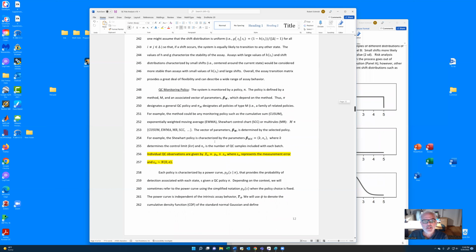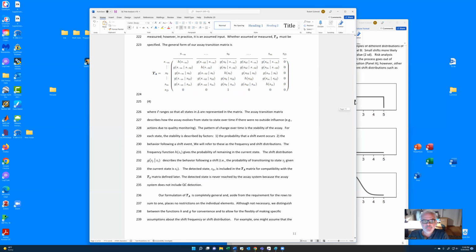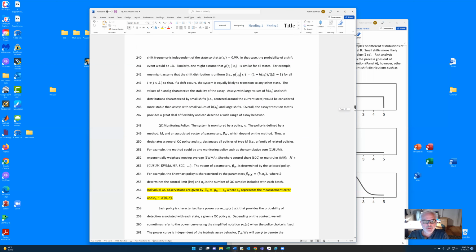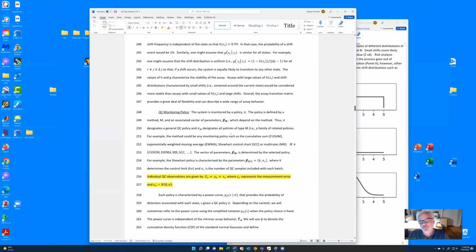Okay, so down here we start talking about the QC monitoring policy. And what we're going to do is talk about how the QC monitoring policy affects the natural behavior of the assay. So that will be layered on top. For the purposes here, we could use any monitoring policy we want. This model we're developing is completely flexible, but for the problem we'll look at, we'll just assume 2 standard deviation control limits. And that'll make things pretty simple.